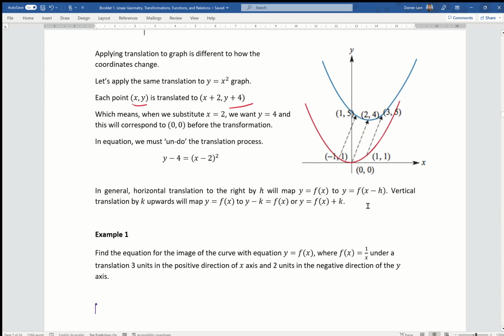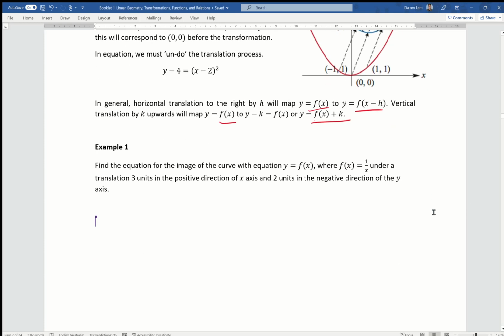Here, just in general, just in case you've forgotten it from last year, horizontal translation to the right by h units will map f of x to f of x minus h. Remember, apologies, remember if it's in the x direction, it's the opposite. Yeah, so if we're translating, let's say, 2 units to the right, it's x minus 2. Vertical translation by k upwards will map f of x to y minus k equals f of x, or we can just write f of x plus k. So that's just a direct translation.